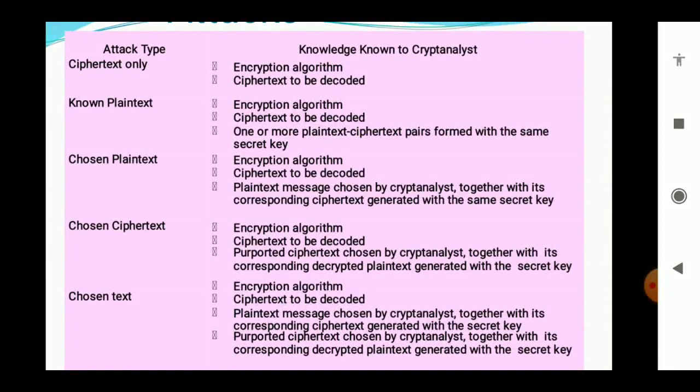In a ciphertext only attack, the cryptanalyst knows the encryption algorithm and the ciphertext to be decoded. For a known plain text attack, they know the encryption algorithm, the ciphertext to be decoded, and one or more plain text ciphertext pairs formed with the same secret key. For a chosen plain text attack, the knowledge needed by the cryptanalyst is the encryption algorithm, the ciphertext to be decoded, and a plain text message chosen by the cryptanalyst together with its corresponding ciphertext generated with the same key.